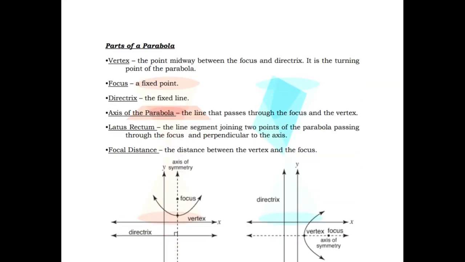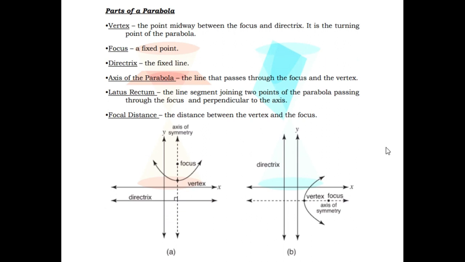Now let's talk about the different parts of a parabola. A parabola has 6 parts. So the first one is the vertex. Vertex is the point midway between the focus and directrix. It is the turning point of the parabola. So in this illustration, the vertex is this one, the turning point of the parabola.